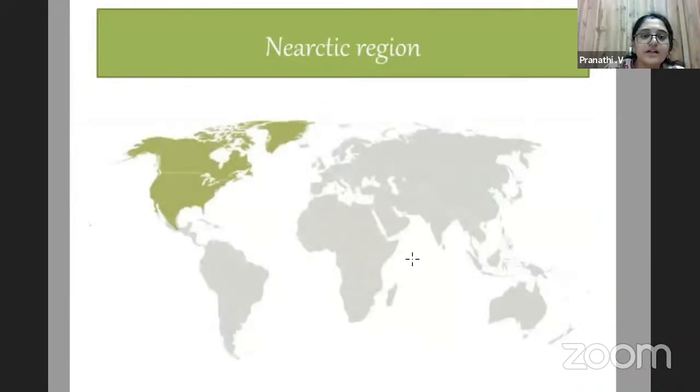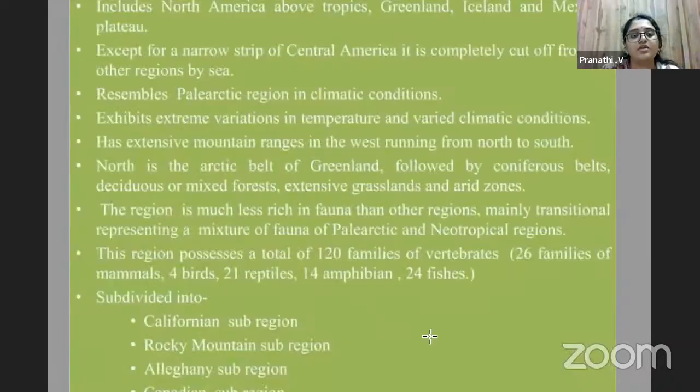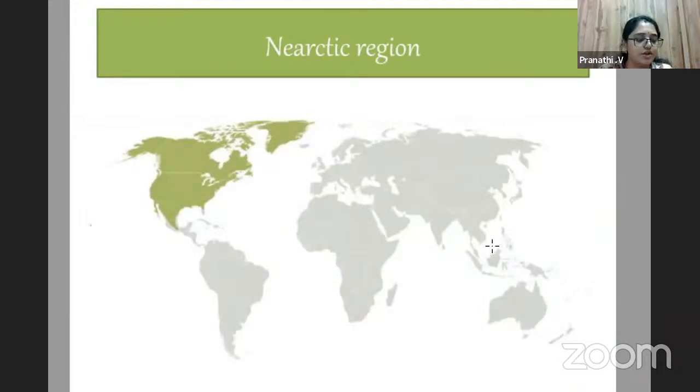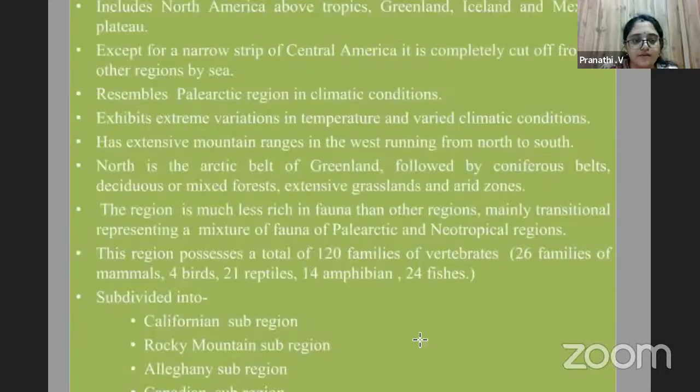When it comes to the Nearctic region animals, this is about North America. You can just see that. Usually, it's all about the North American regions over here. There is similarity with the Palearctic region, and different kinds of fishes are also present. It is divided into Californian, Rocky Mountain, Allegheny, and the Canadian subregions.